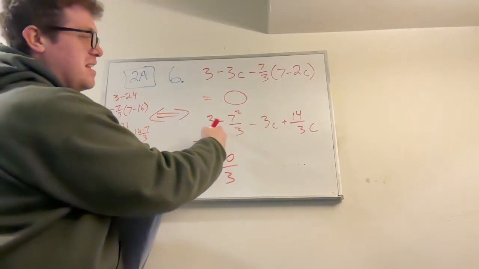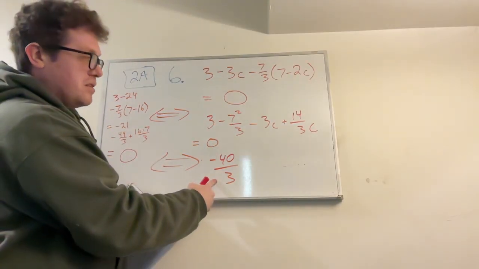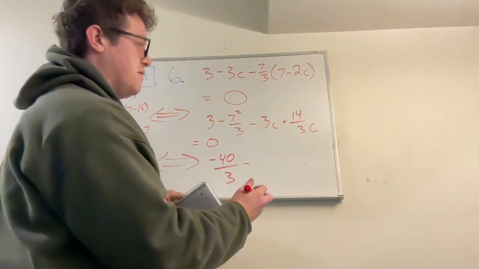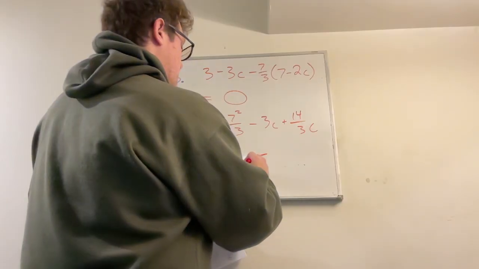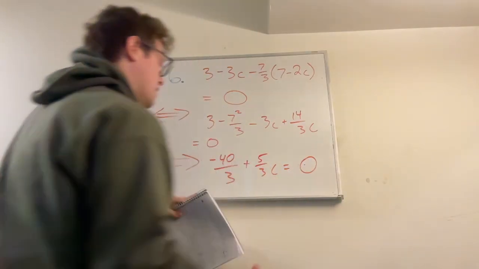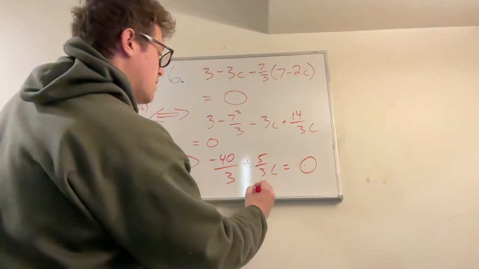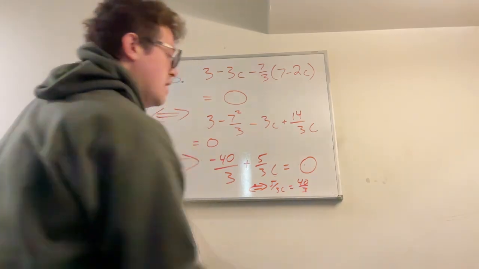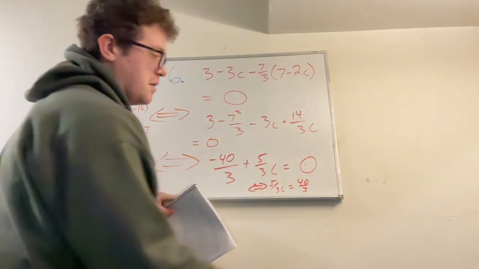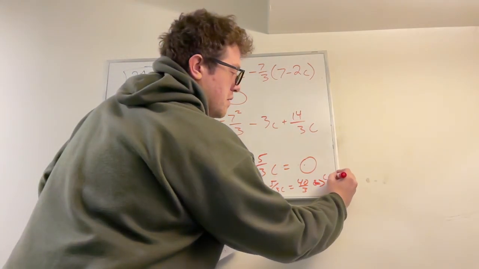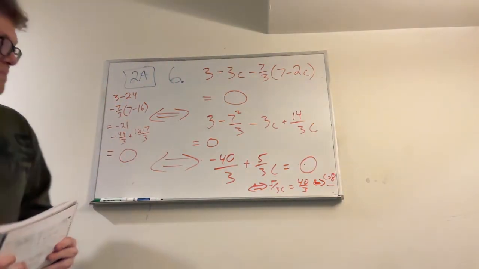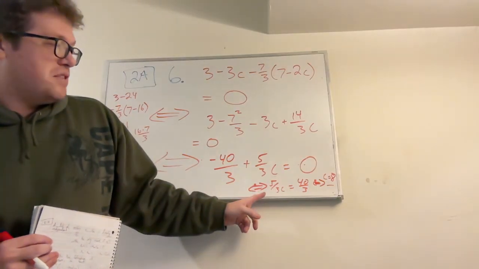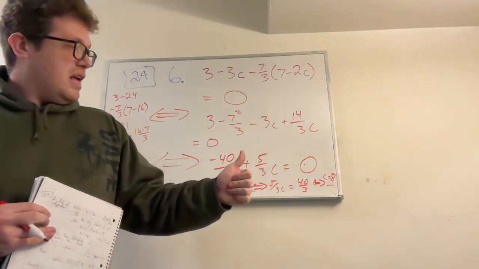Okay, so 3 minus 7 squared over 3, that's negative 40/3. Then we have minus, we had it before, right? It was 5/3, I think. Or plus 5/3 c is equal to 0. So this is if and only if 5/3 c is equal to 40 over 3. So 5c equals 40, and therefore c is equal to 8. So if and only if c is equal to 8. Okay, right. Move this to the other side. So 5/3 c equals 40/3. So 5c equals 40, c equals 8. And this is if and only if.